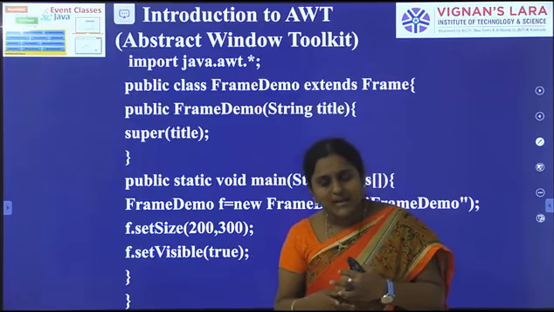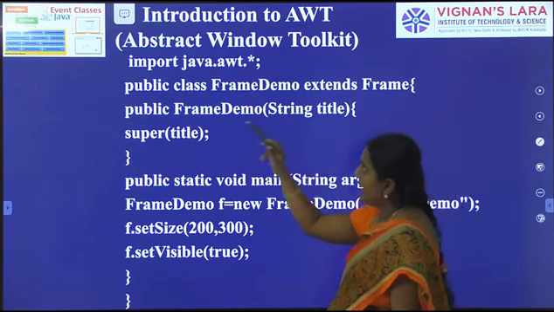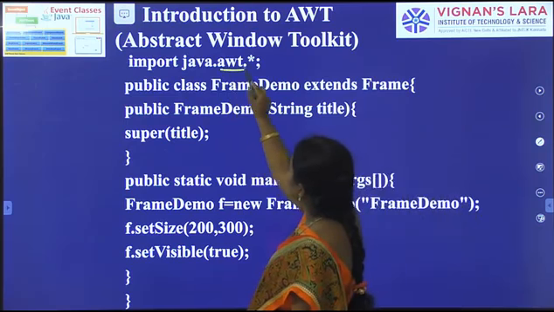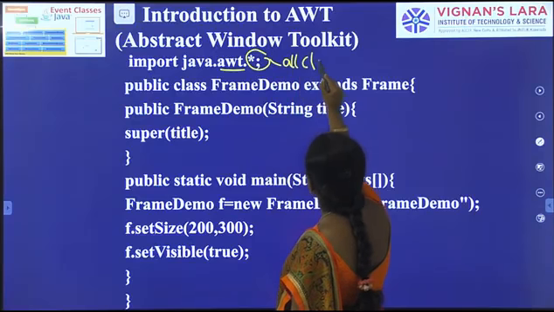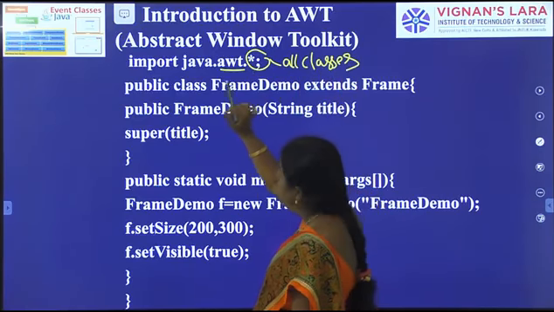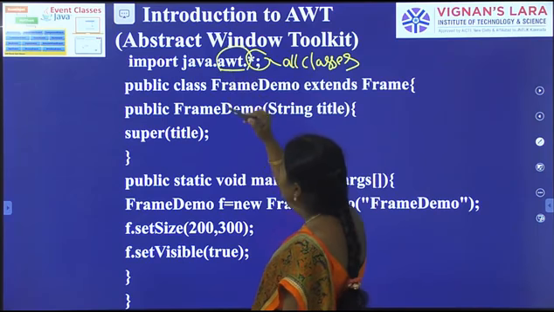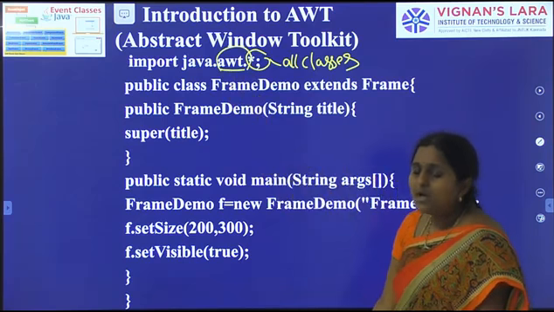Suppose we want to create a frame; it is highly recommended to import the AWT package. Here I am importing the package: import java.awt.*. You already know that star means all classes. So all the classes, interfaces and methods available in AWT would be loaded into our program memory.